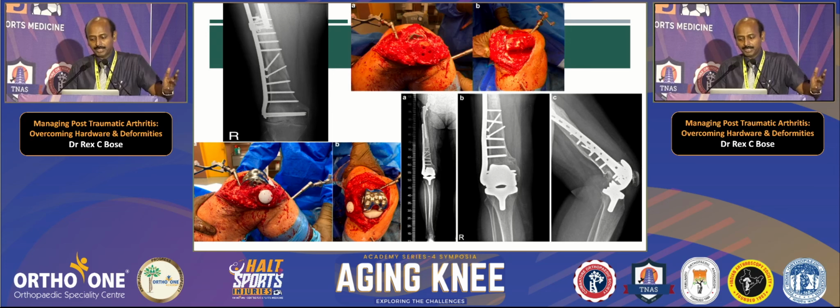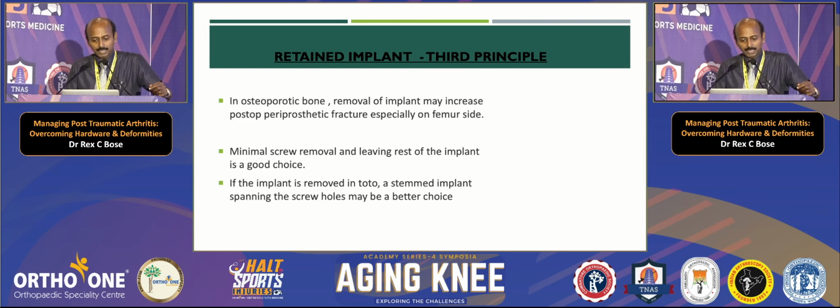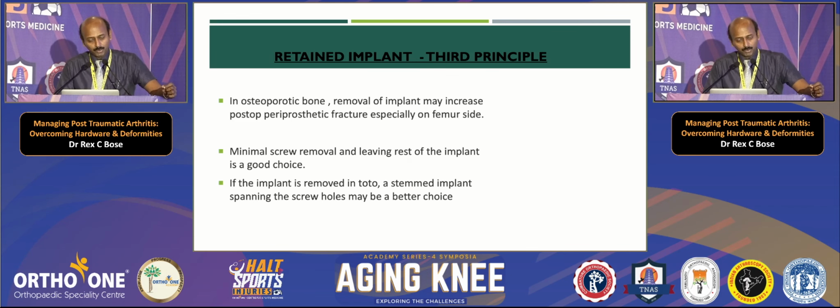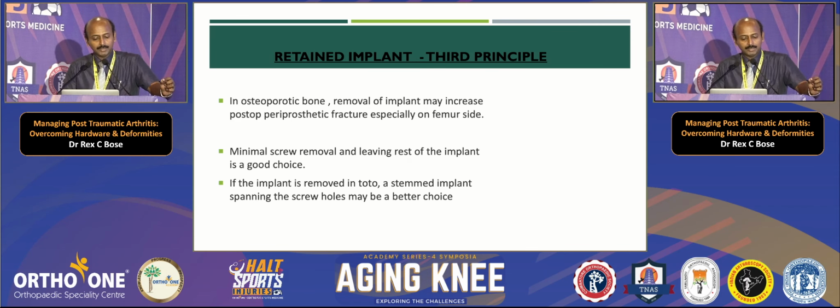So if you have navigation or robotics, your job is easily done. The third principle is, if you are in an osteoporotic bone, if you remove an implant, there is a high chance of post-operative periprosthetic fracture on the femur side. A lot of case reports are there. So my principle is always minimal screw removal and leaving the rest of the implant is a good choice.